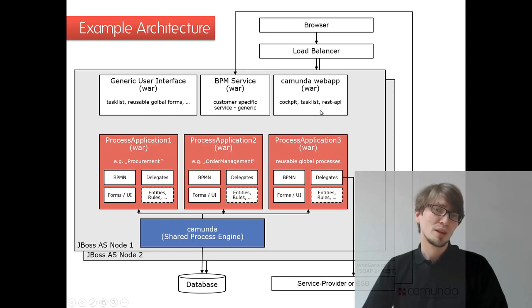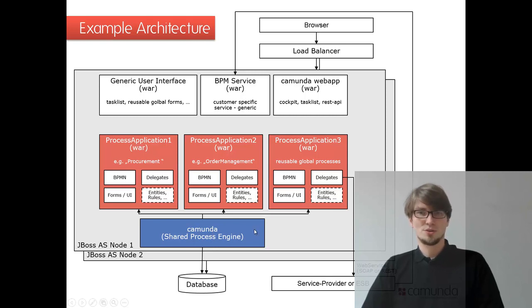Then we have the Camunda web app. That's normally a different deployment. You might not use a task list, but you might want to use Cockpit, the monitoring. That's deployed, and it uses the central shared engine, so if you do something here, it always works because we do the context switch within the right process application. That's pretty cool.